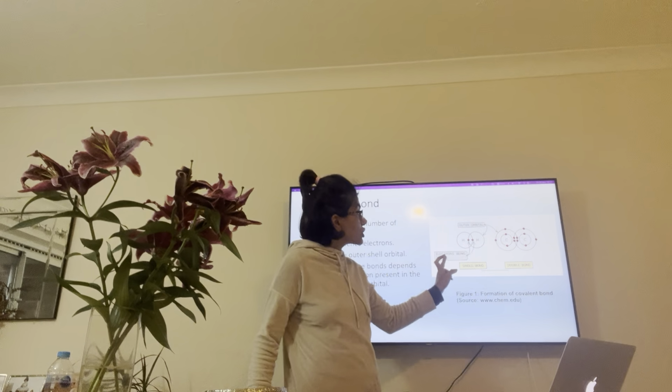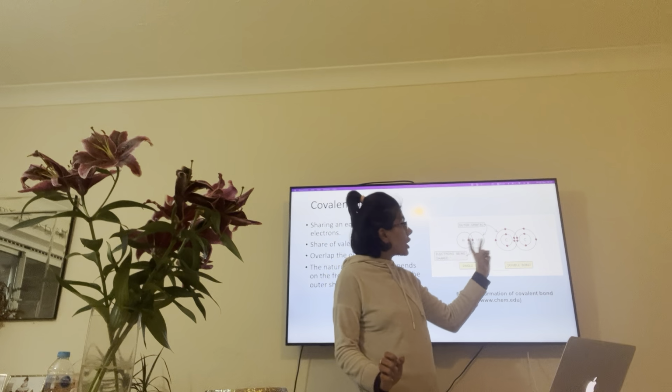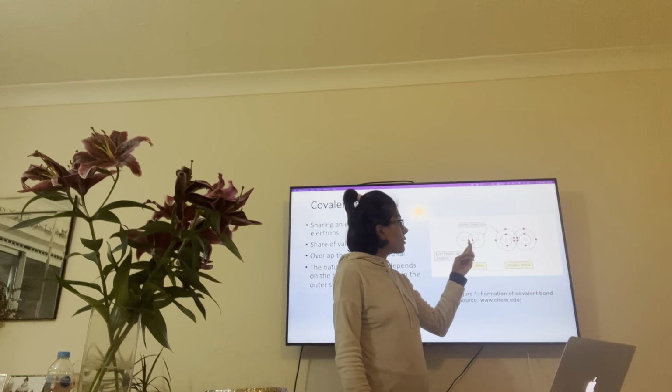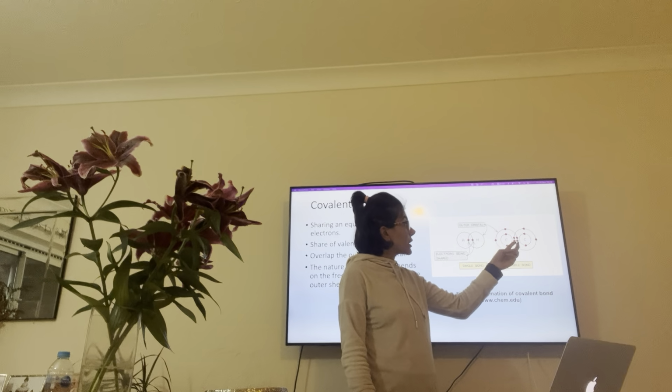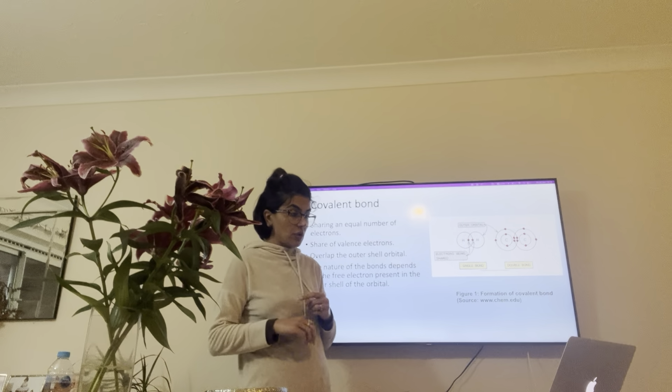As the picture shows, the two types of covalent bond, the single bond and the double bond, that we can see here. They share the electrons together.